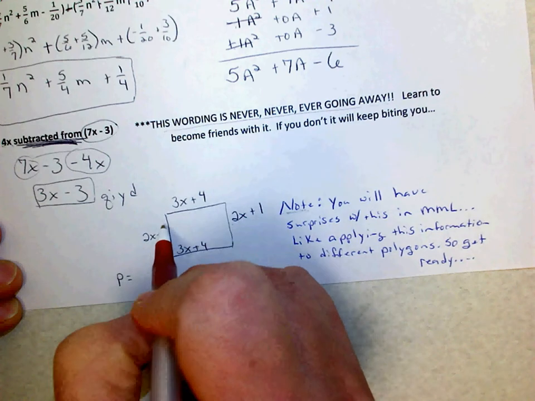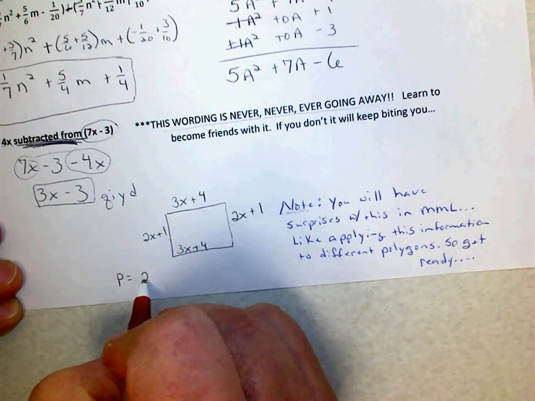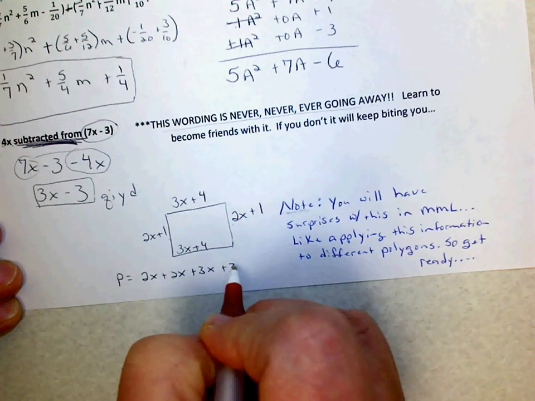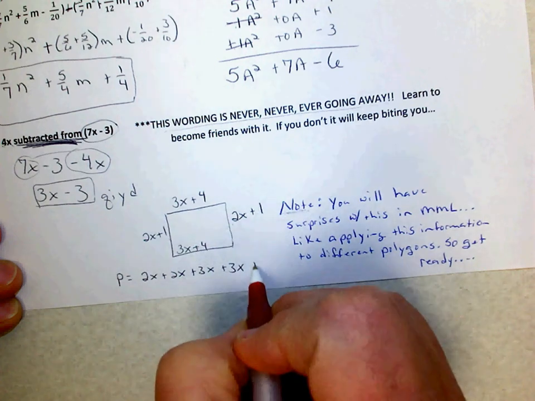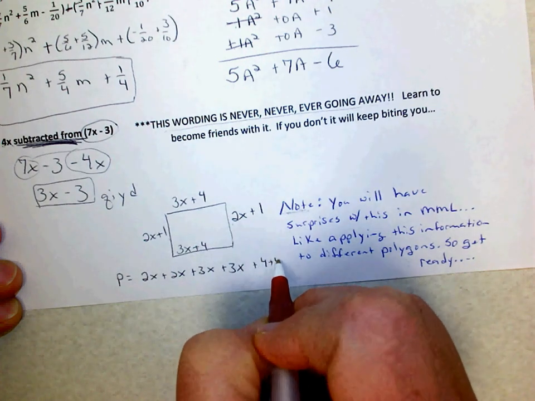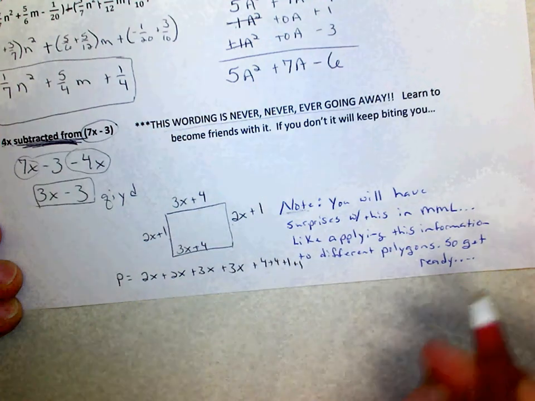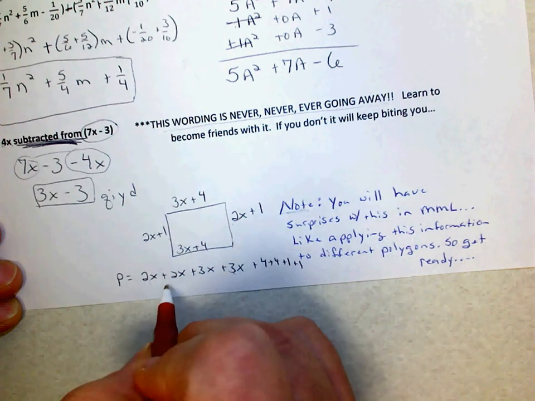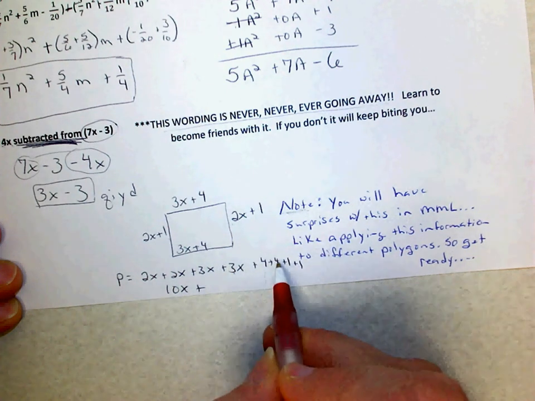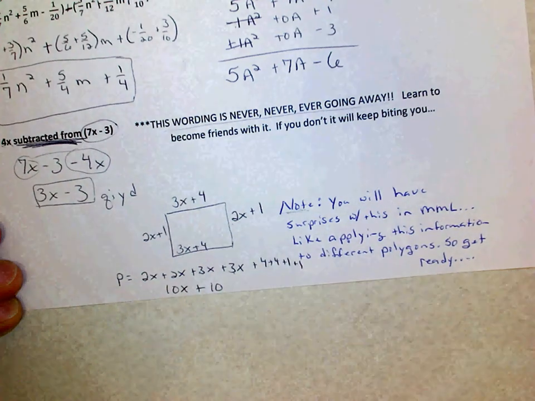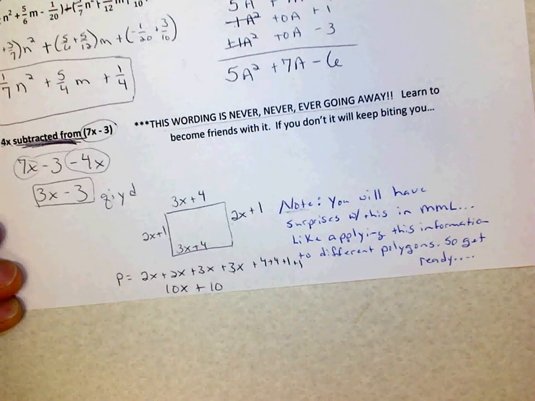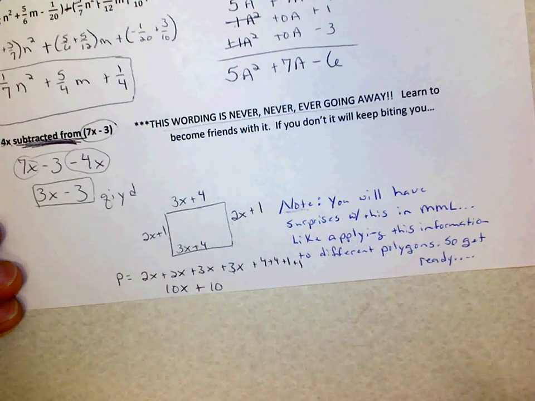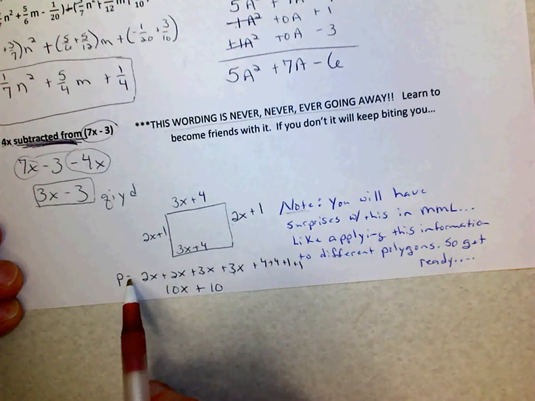So we get 2x plus 2x plus 3x plus 3x plus 4 plus 4 plus 1 plus 1, and I'm running out of room, but that's 4, 5, 6, 7, 8, 9, 10. 10 x's plus, that's 8, 9, oh, that's cool, also 10. Okay? So, these kind of problems will be there, not only for perimeter, but also for area. So get ready for this.